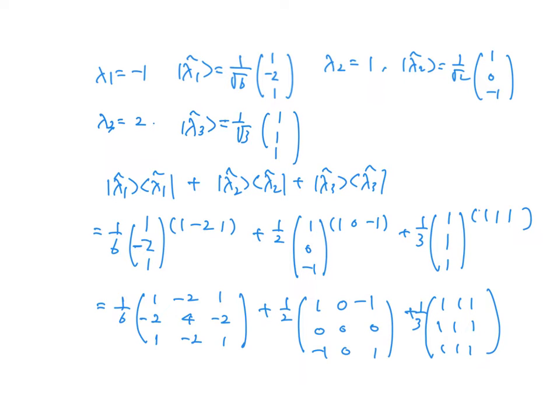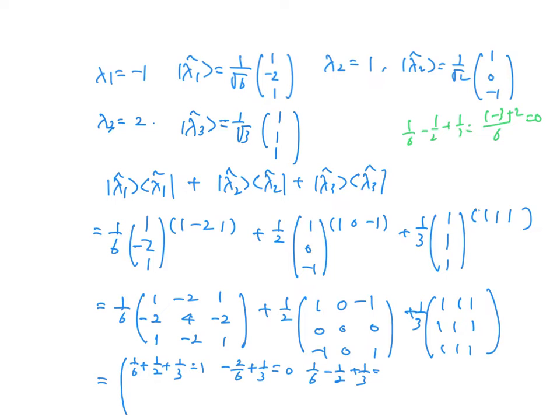Maybe I should just use smaller characters. For the first row, the first element is 1 over 6 plus 1 half plus 1 third, which is 1. The next is minus 2 over 6 plus 1 over 3, which is 0. Then 1 over 6 minus 1 over 2 plus 1 over 3: over a common denominator of 6, that is 1 minus 3 plus 2, which is 0.